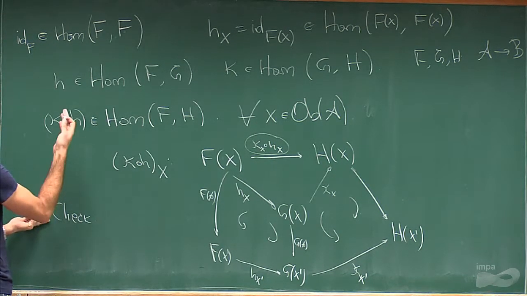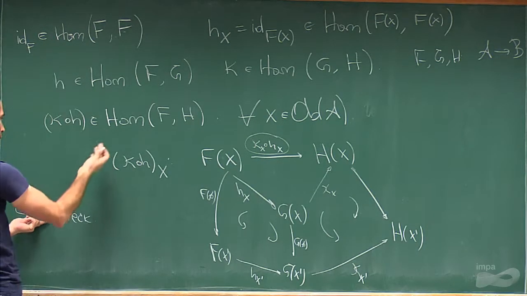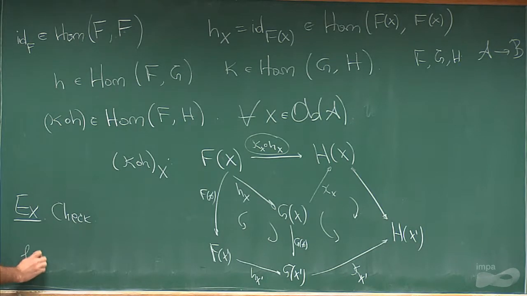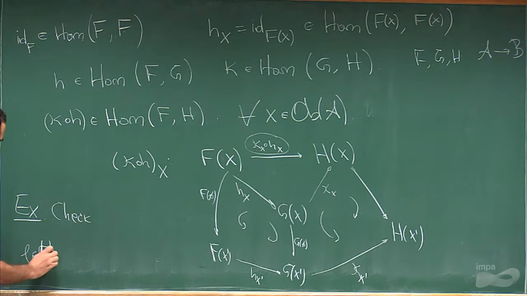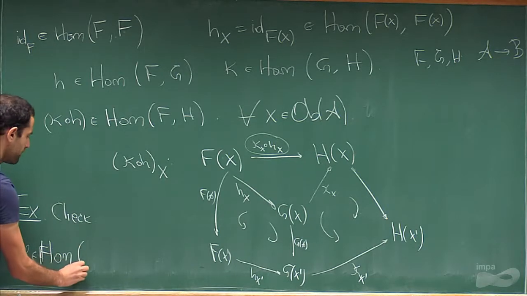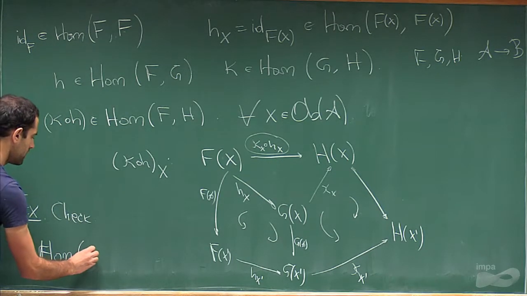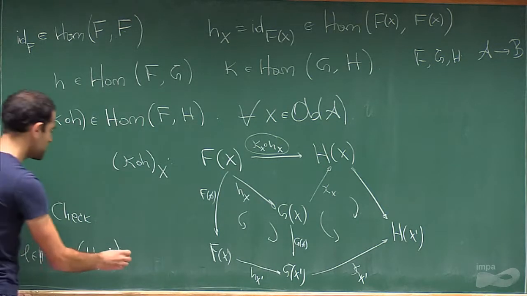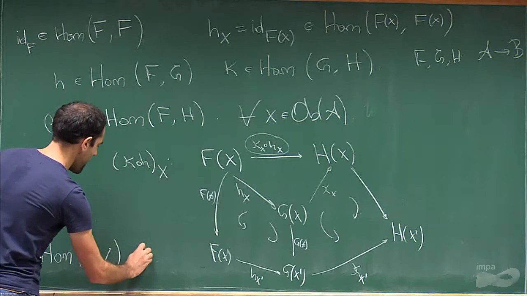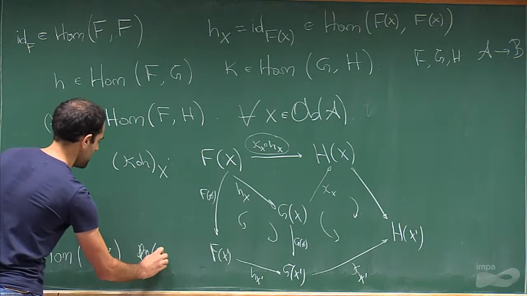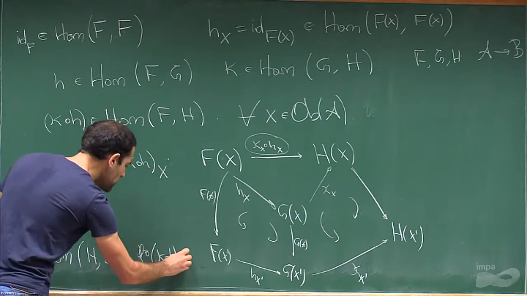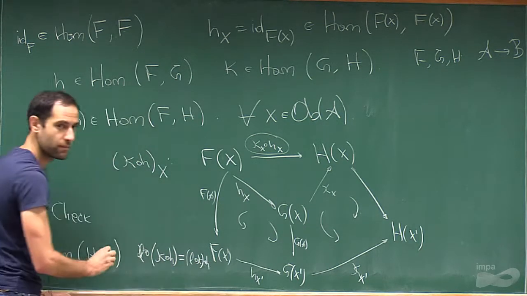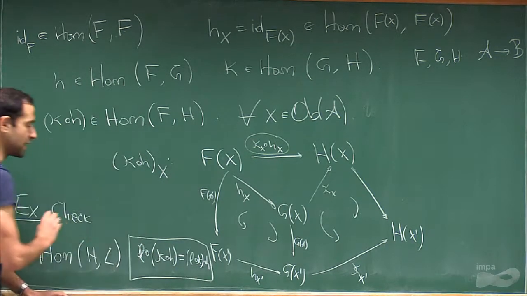Okay, so I need to check that if I have a third morphism, HKL, so if I have some L, which is a morphism between H and L, L is another functor. Now you need to check that L composed with K composed with H is equal to L composed with K composed with H. I have two different compositions and I need to check this.